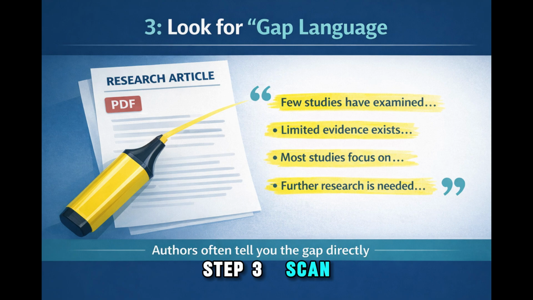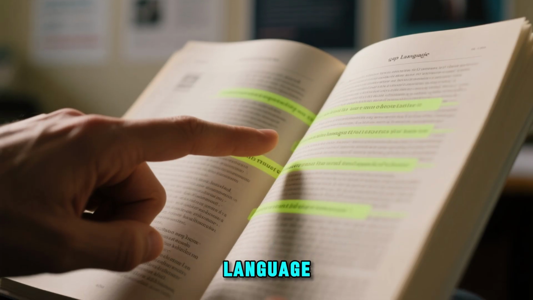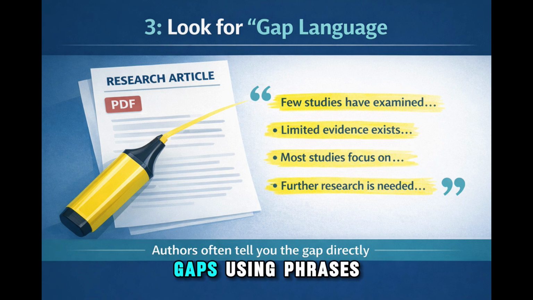Step 3. Scan for gap language. When reading those sections, look for gap language. Authors often signal gaps using phrases like, few studies have examined, limited evidence exists, this study did not consider, further research is needed. These sentences are not filler. They are direct clues to research gaps.